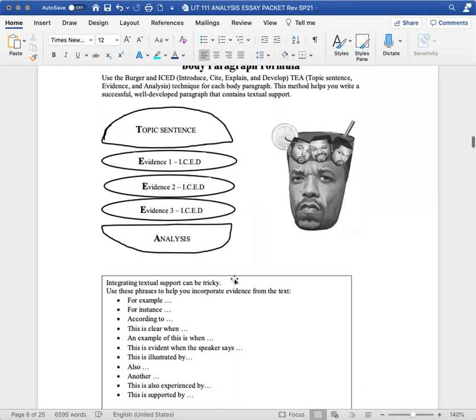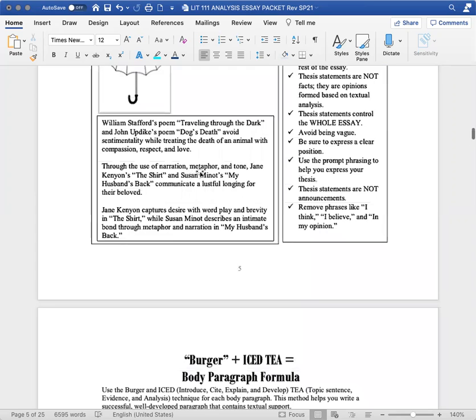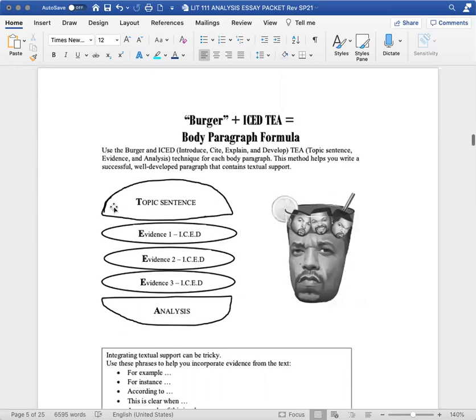So integrating text support can be tricky. So I'm giving you some signal phrases here for how you move from the evidence, how you move from point to point. If we use, for example, the death of an animal is treated with compassion, you might have, both poems treat the death of the animals with compassion. That's a topic sentence. In this poem, this happens. In that poem, that happens. You would stack that evidence.